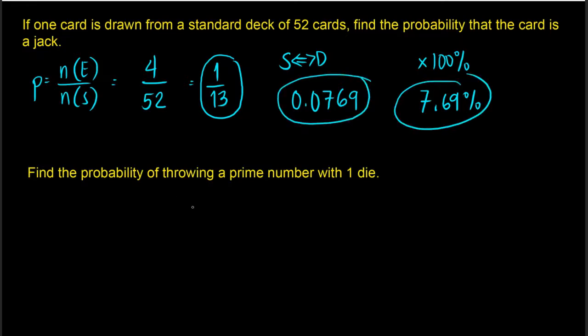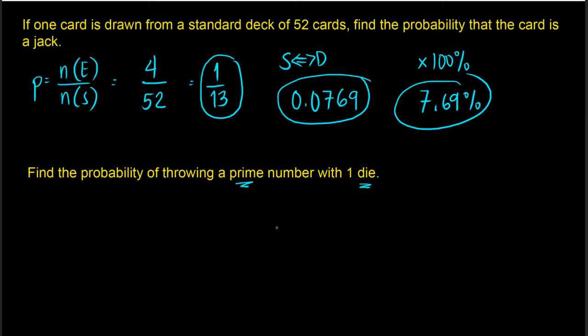Okay. Second example. Find the probability of throwing a prime number with one die. Take note of the term prime and the word die. If you're wondering, die is just the singular for dice.